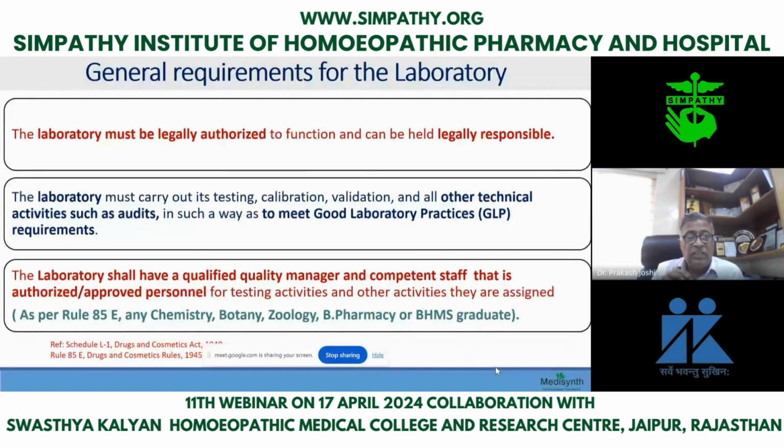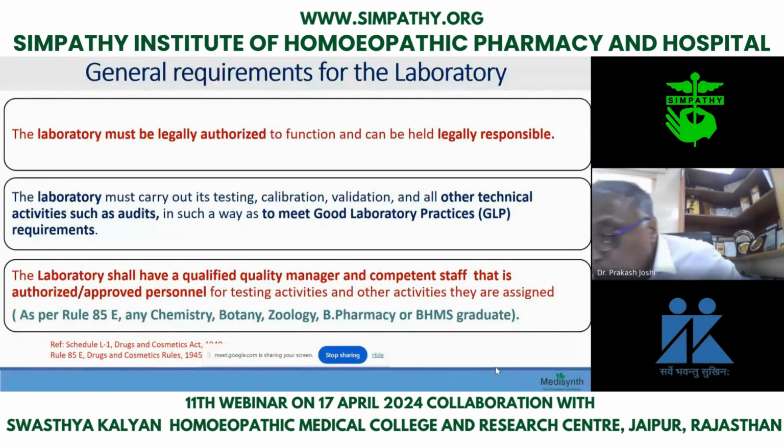Then the laboratory must carry out testing, calibration, validation, and other technical activities. And we should have GLP. As I told you, we have GMP, good manufacturing practices, for manufacturing of a drug. In the same way, in our Drugs and Cosmetics Act, for allopathy, they have mentioned GLP. But again, in Schedule M1, they have also mentioned what instruments, machinery, and equipment are required for a quality control laboratory. Then the laboratory shall have a qualified manager.